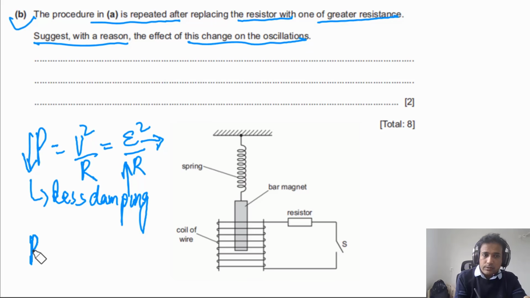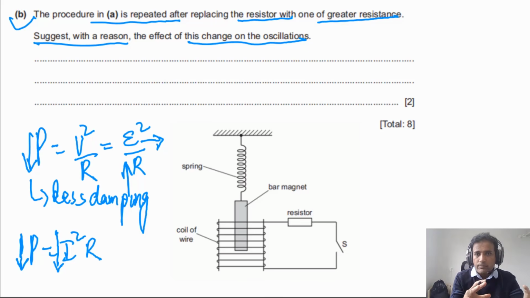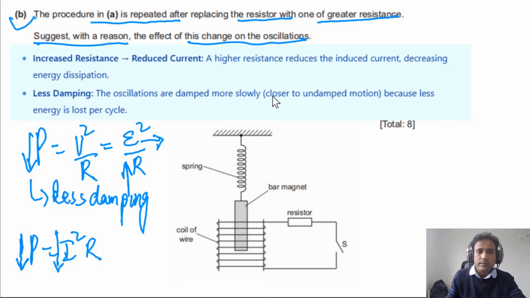We can also explain this one. P is equal to I squared times R. So as the current in this case will decrease, the power loss will also decrease. So this will take longer time to stop, so the amplitude will decrease slowly. These are the points we need to answer this question. Now let me show you the answer, how you can write down a nicer answer. So this is how you can answer this question.